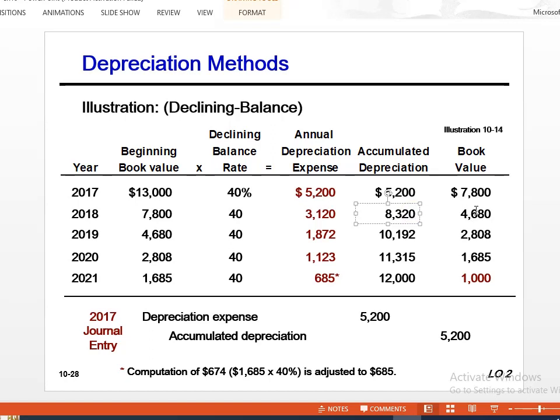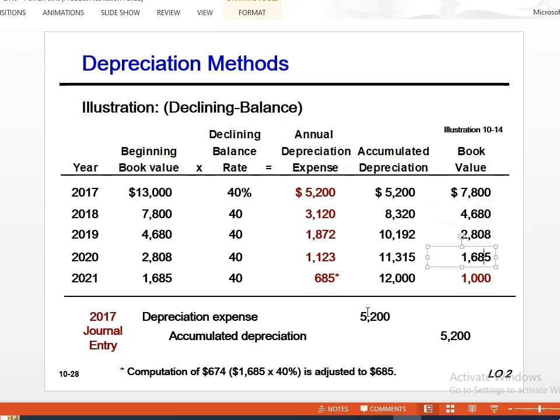Now I need to calculate the ending book value for the year. So cost minus accumulated depreciation. Cost is 13,000. Accumulated depreciation is 8,320. So I get the book value. Likewise, I'll be doing it for the third year and fourth year.